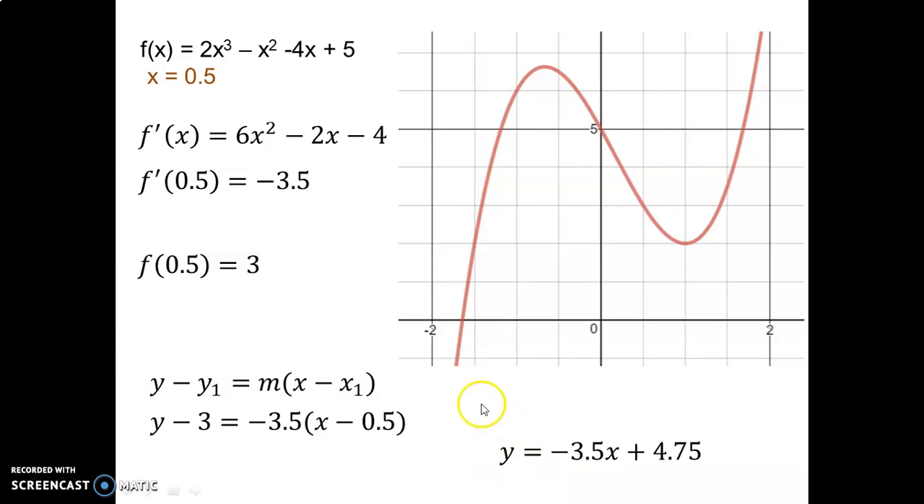Check your work. This is the line, so here's the point of tangency, (0.5, 3), which we see here, x value of 0.5, y value of 3. And then here's that tangent line that we found the equation of right here.